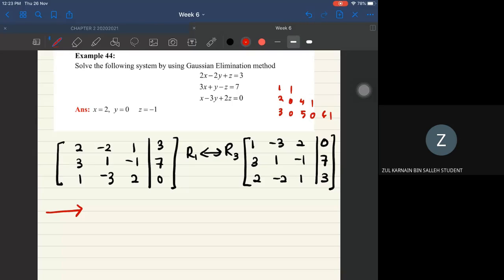So you will have equation R2 minus 3R1, R3 minus 2R1.